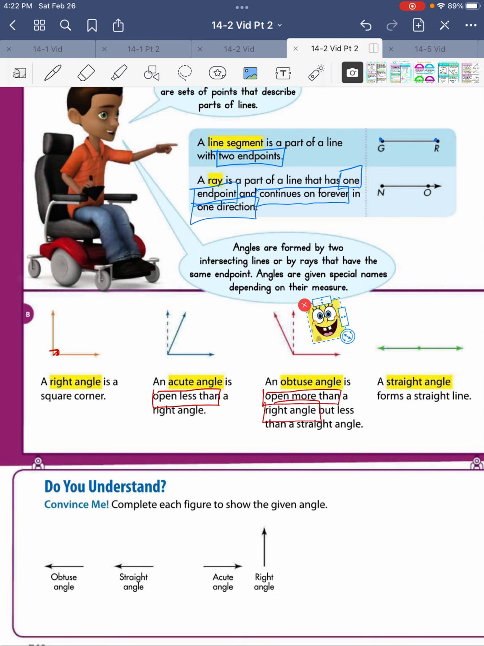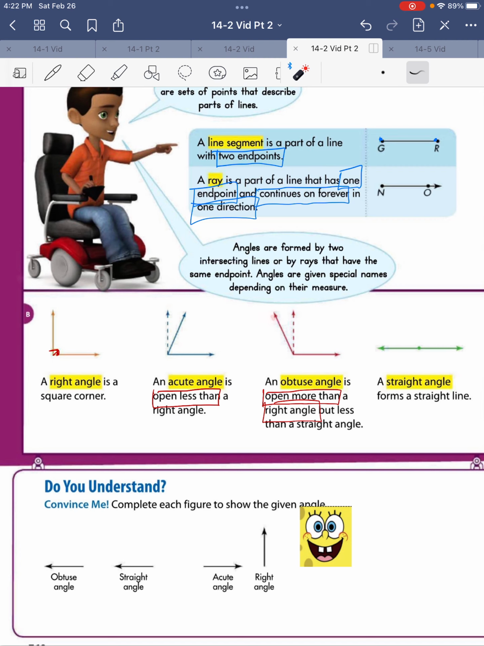So another way to think of it is, if I take my SpongeBob, SpongeBob fits here, but he's able to dance. Okay, he can go on this side, and then if he wants to, he can be like, okay, I'm gonna go on this side. So he can dance on this angle. He has room to wiggle on this angle. He can go here, or he can go here. Okay, that's how I know it's an obtuse angle. Okay, so remember, an obtuse angle is open more than a right angle.